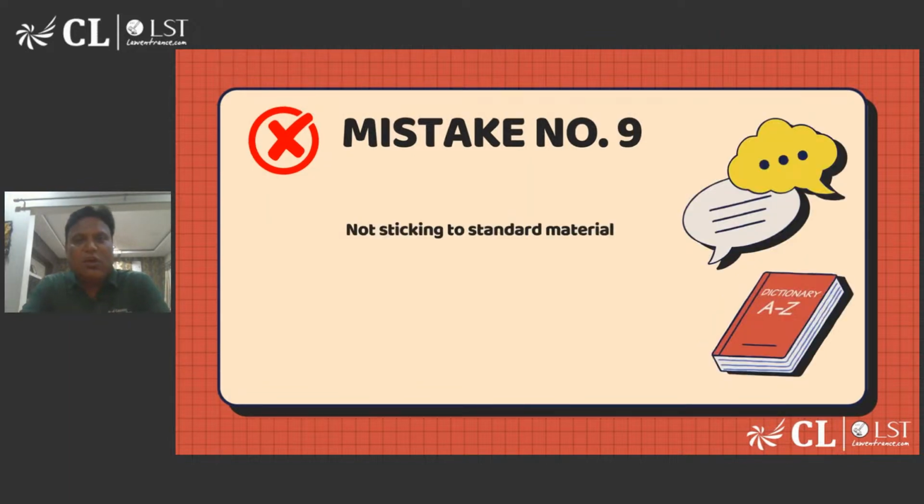Mistake number 9: not sticking to standard material. A typical problem of a large number of students. They don't stick to a standard material. So at least at Career Launcher, what I believe is, whatever material has been given to you, the mocks that have been given to you, is very standard material. You just check out the level of mocks that we gave to the students last year and the actual CLAT paper. We don't claim that our mocks are difficult, because mocks need not be difficult. They should be relevant to what comes in the actual CLAT exam. So the material is very, very standard.